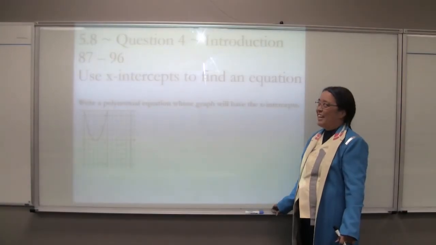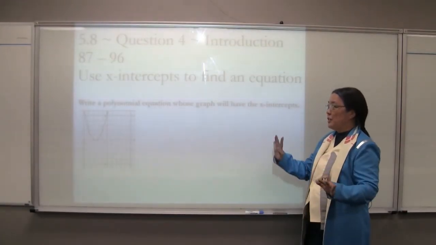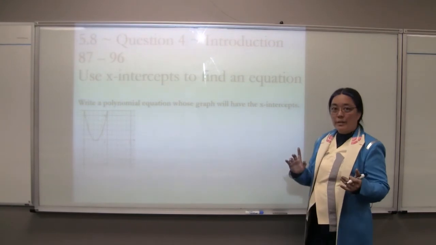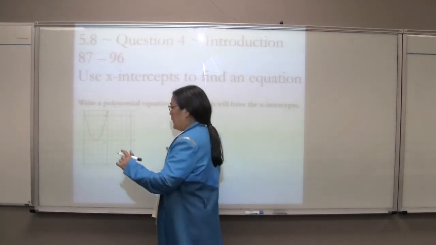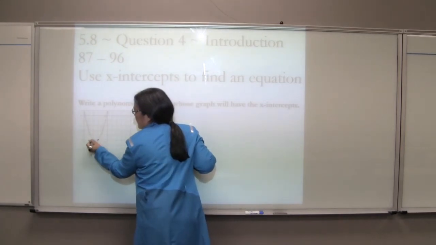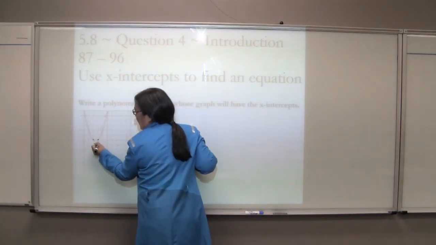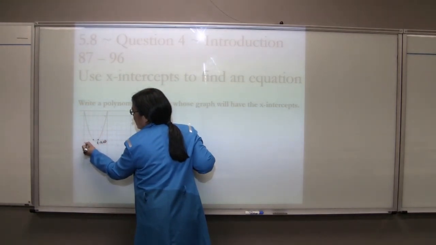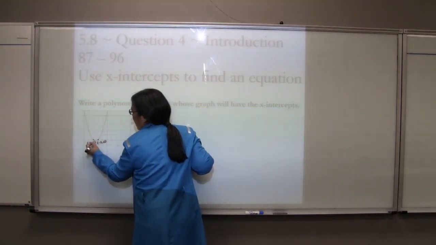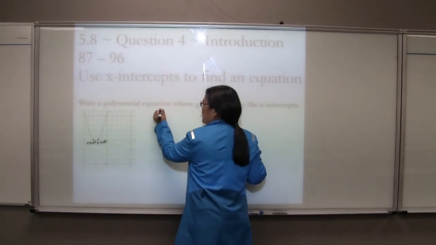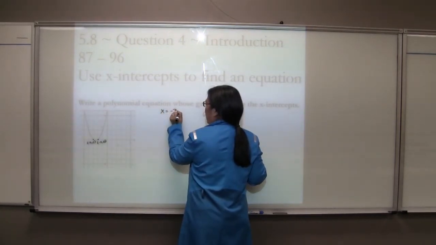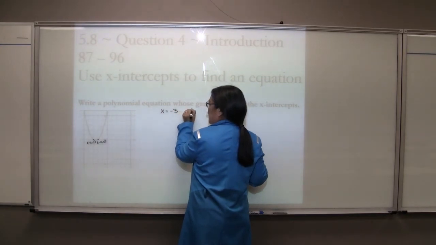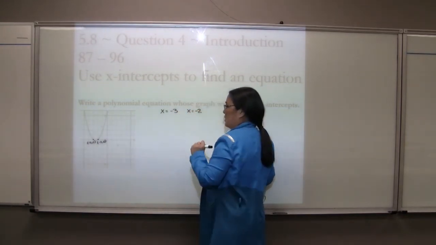Chapter 5, Section 8, Question 4, Introduction. Use x-intercepts to find an equation. So I have a picture here of a parabola, and it has an x-intercept at -2, 0, and another at -3, 0. I'm going to use those x-intercepts to say that x is equal to -3 and x is equal to -2.